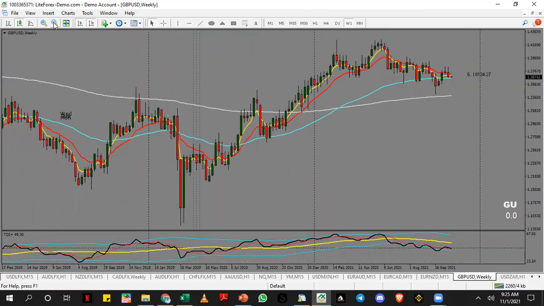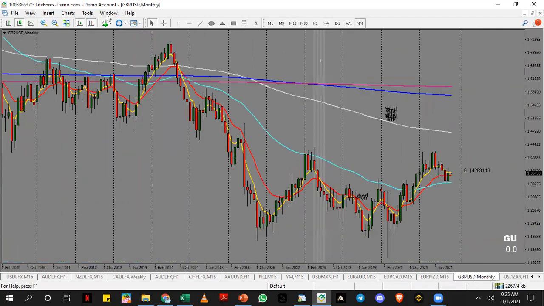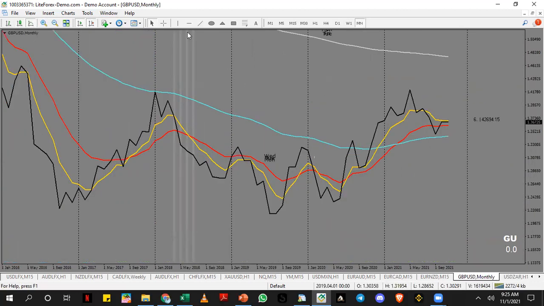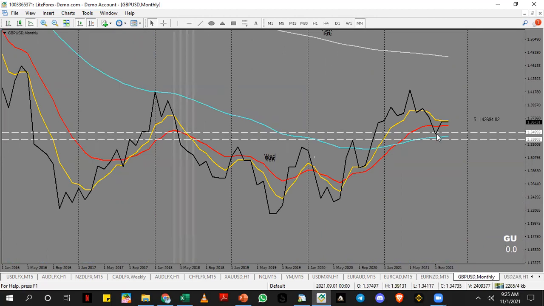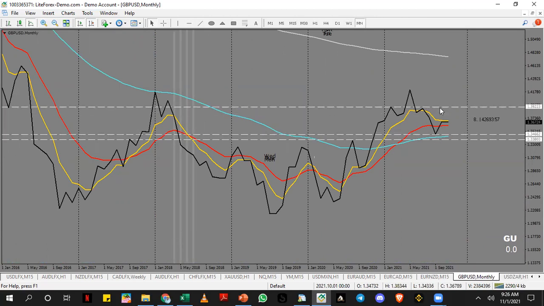So GBP USD, weekly time frame, monthly time frame. So monthly time frame, price level is this one, and we're having that area as a zone, and here we had a head and shoulders pattern.